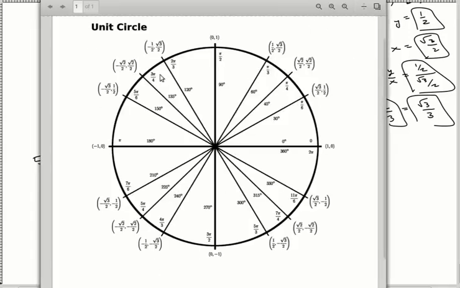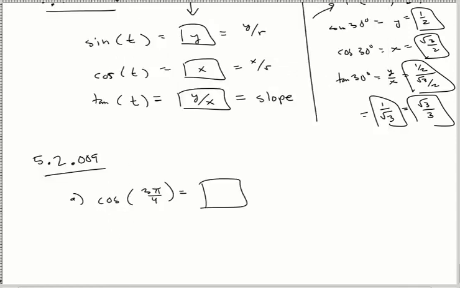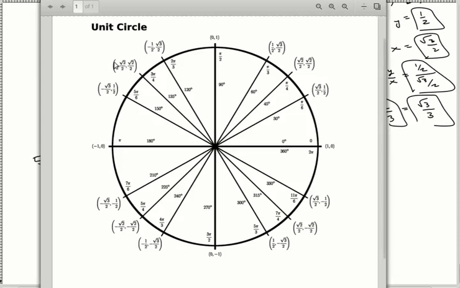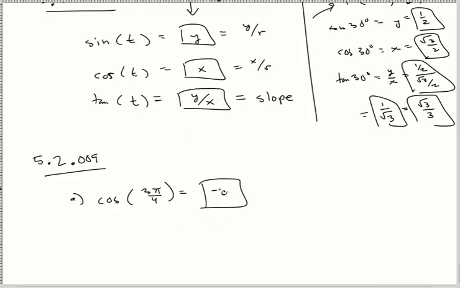So 3 pi over 4 is right there. Notice that we got an x and a y. Well, what they are looking for here is cosine, which is x. So the x value at 3 pi over 4. So negative square root 2 over 2. See how that works?